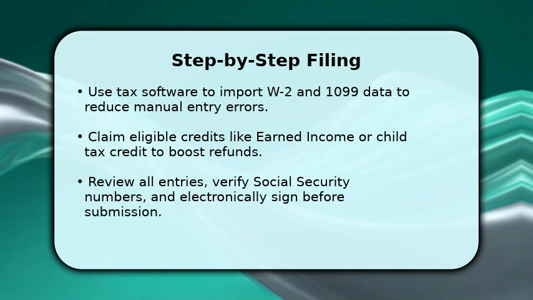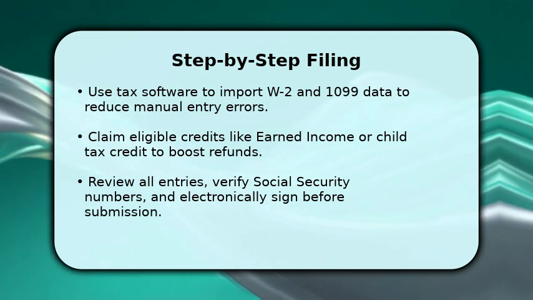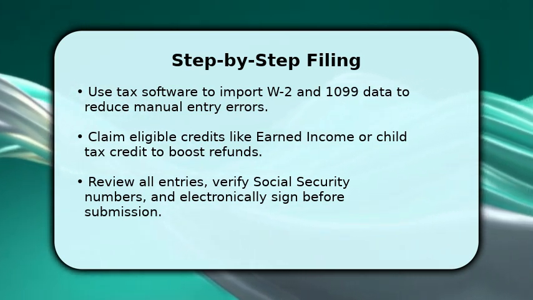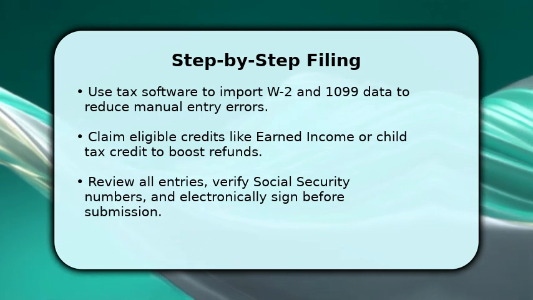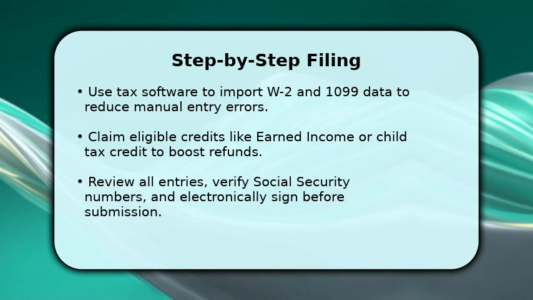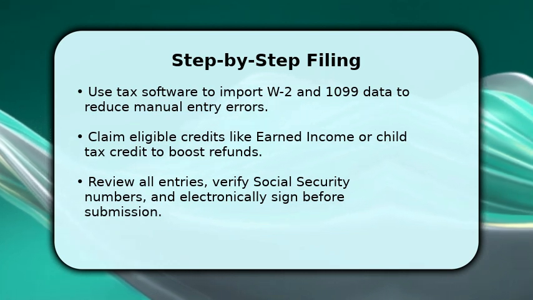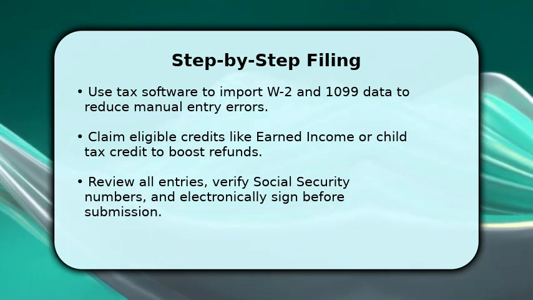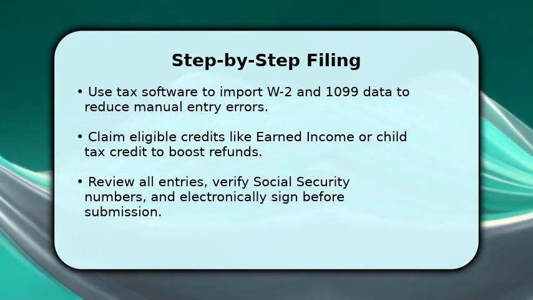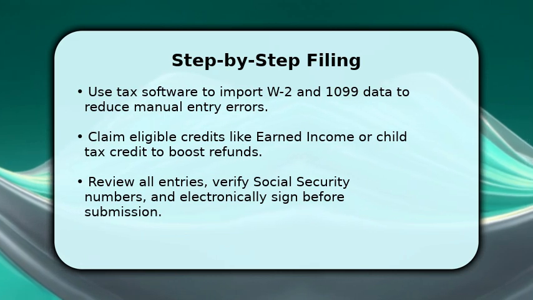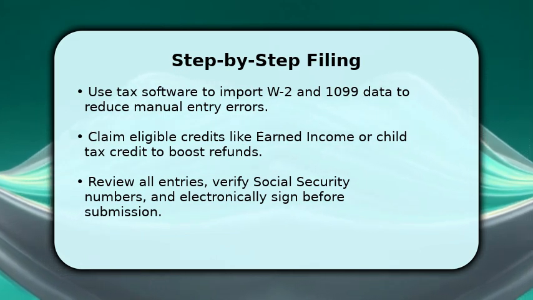Start by using tax software to import W-2 and 1099 data, then enter deductions and credits carefully. Choose direct deposit and confirm your routing and account numbers. Double-check social security numbers and birth dates, sign electronically, and submit. Save the confirmation number and a PDF copy of your return for records and any future inquiries.